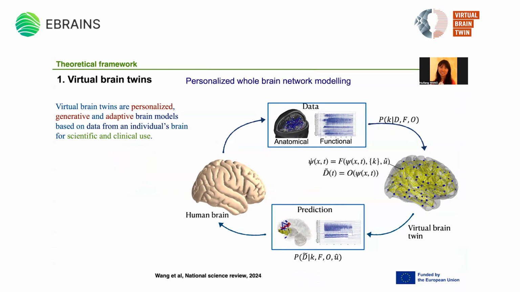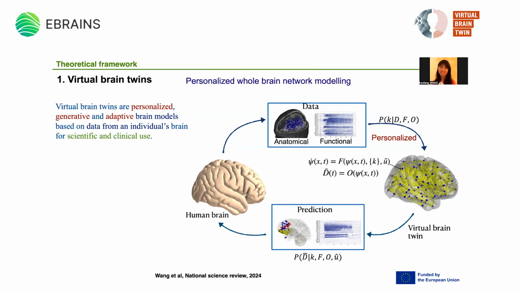They use both anatomical data, like MRI, and functional data, like EEG. We start by estimating key parameters from the personal data. That's what makes the model personalized.